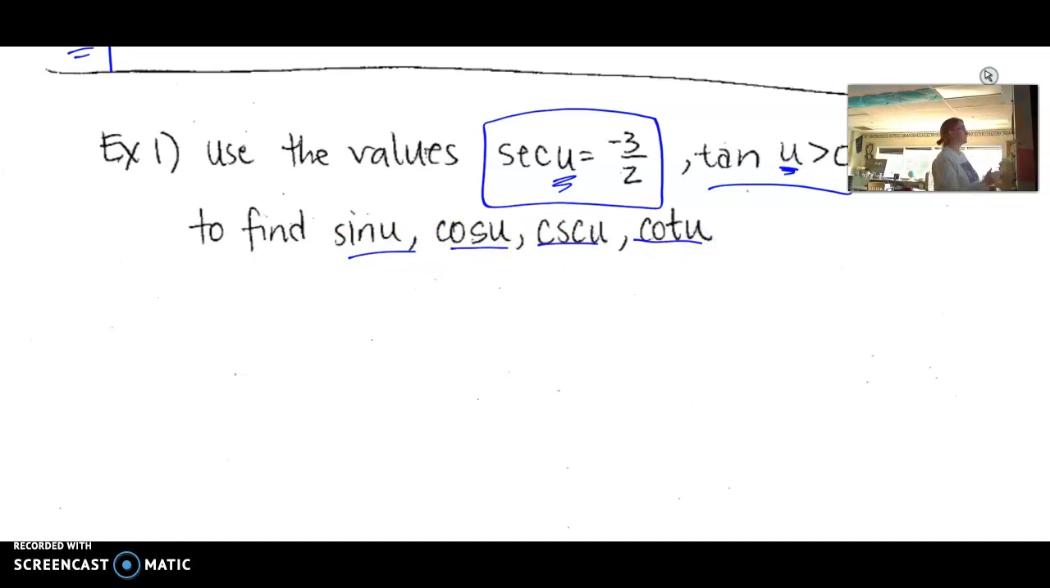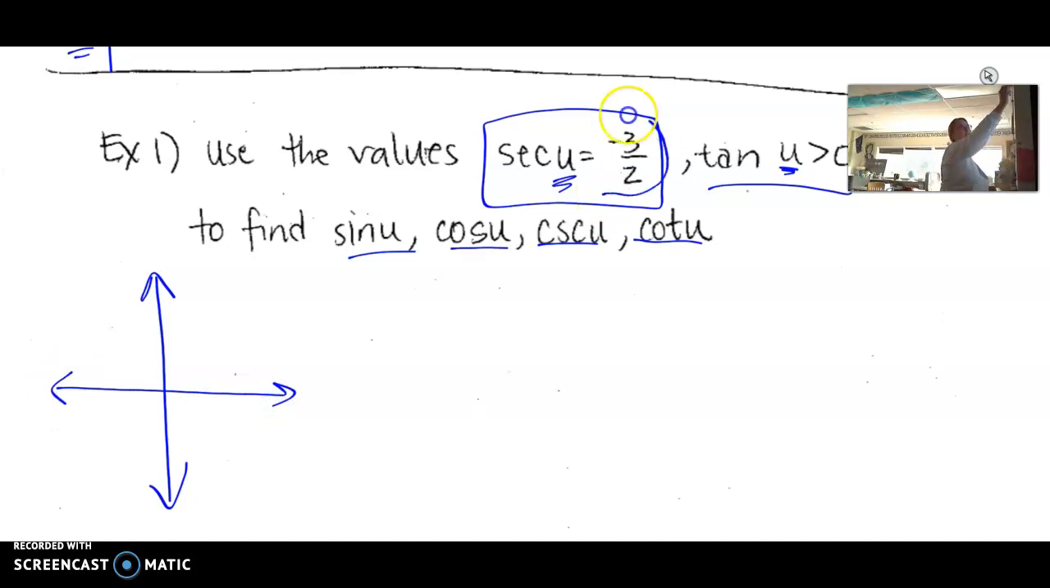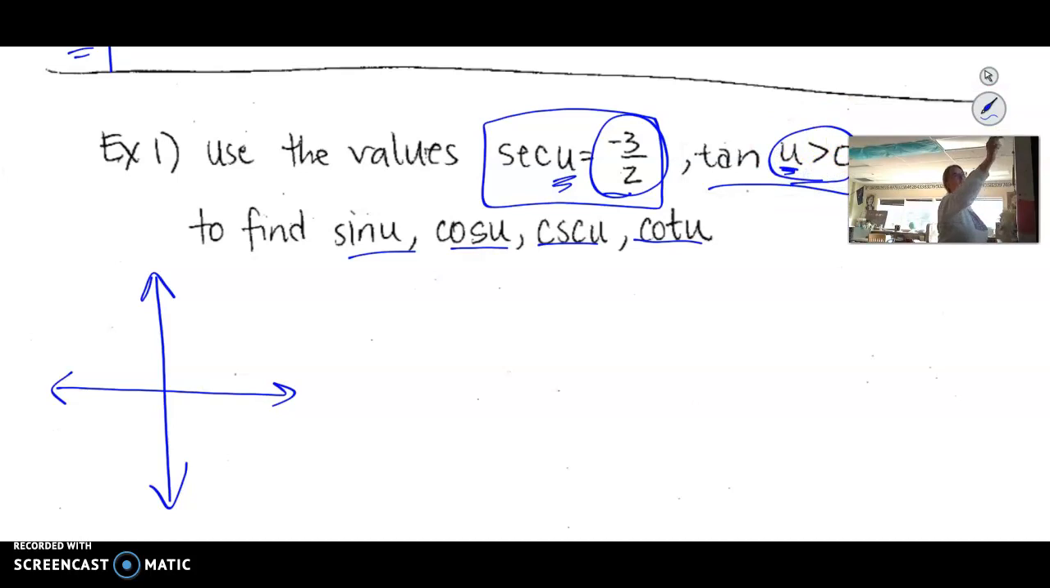Okay, let's do a quick little review here. First of all, let's figure out what quadrant that would be in. So where is the secant negative, because it's equal to a negative output, and the tangent is greater than 0, so it's positive. In what quadrant would that put you?